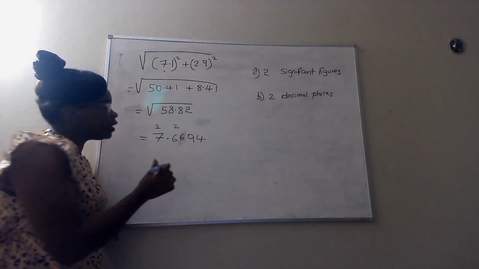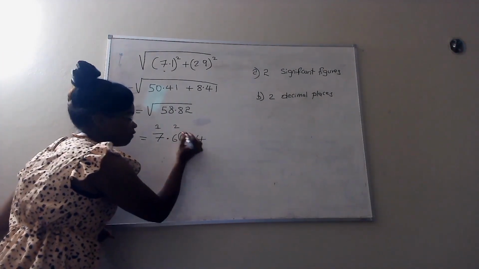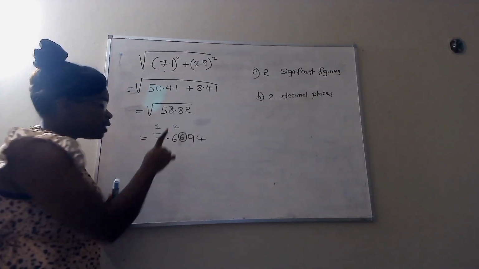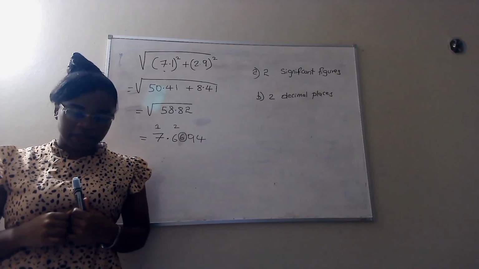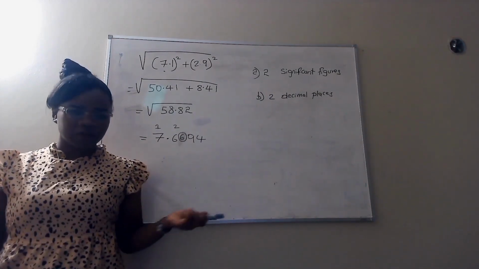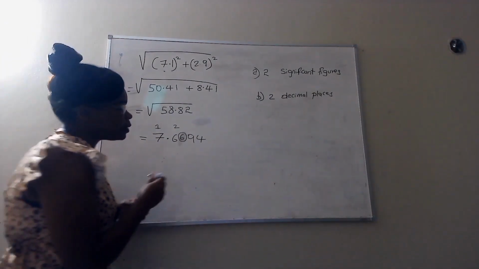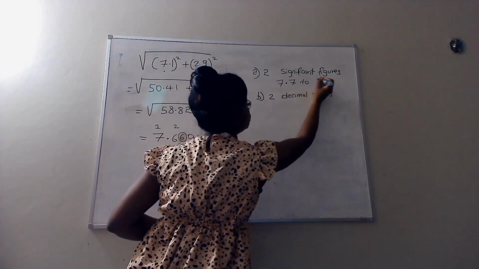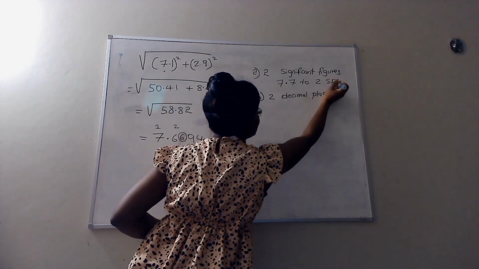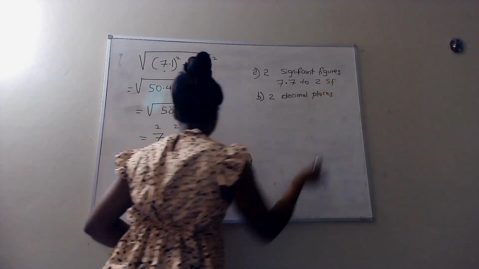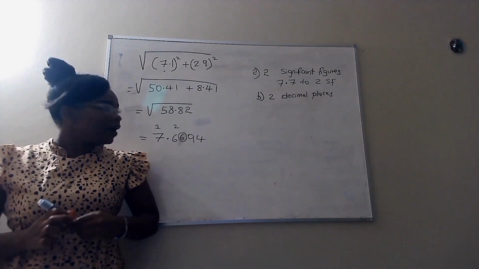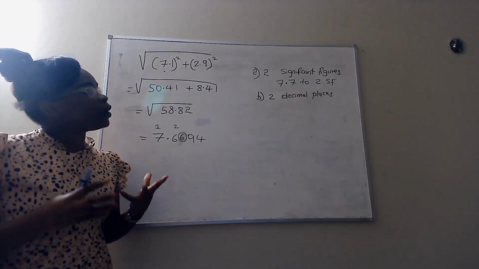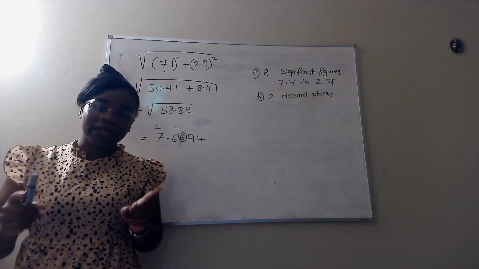However, because the number next to my second significant figure is greater than 5, I need to add 1 to my second significant figure due to the principles of rounding off, right? So my answer will be 7.7, 2 significant figures, which I'm going to write as SF, significant figures.